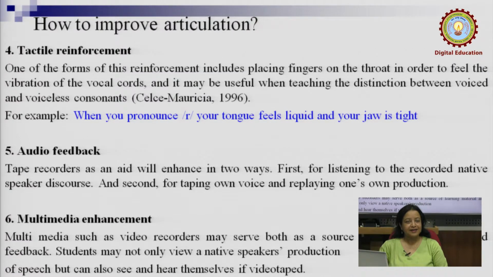The fourth one is tactile reinforcement. One of the forms of this reinforcement includes placing fingers on the throat in order to feel the vibration of the vocal cords, and it may be useful when teaching the distinction between voiced and voiceless sounds. For example, when you pronounce the sound r, your tongue feels liquid and your jaw is tight.